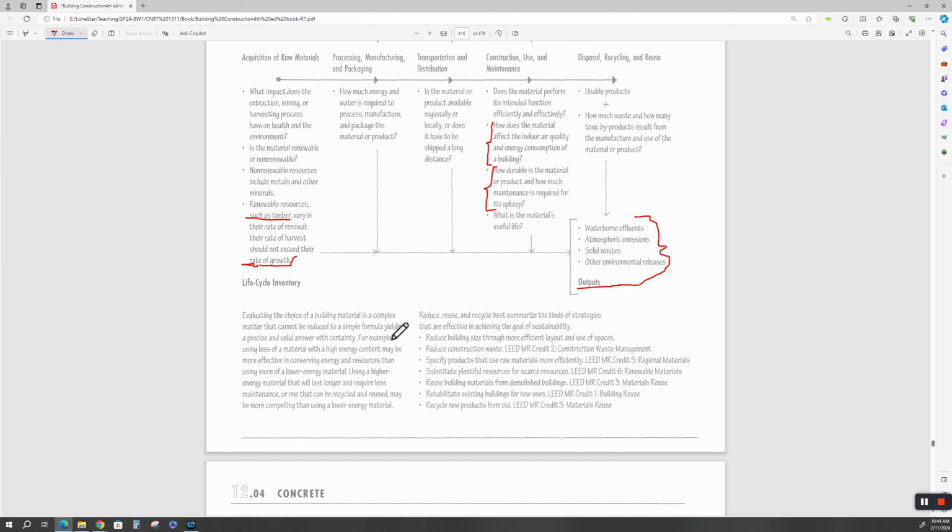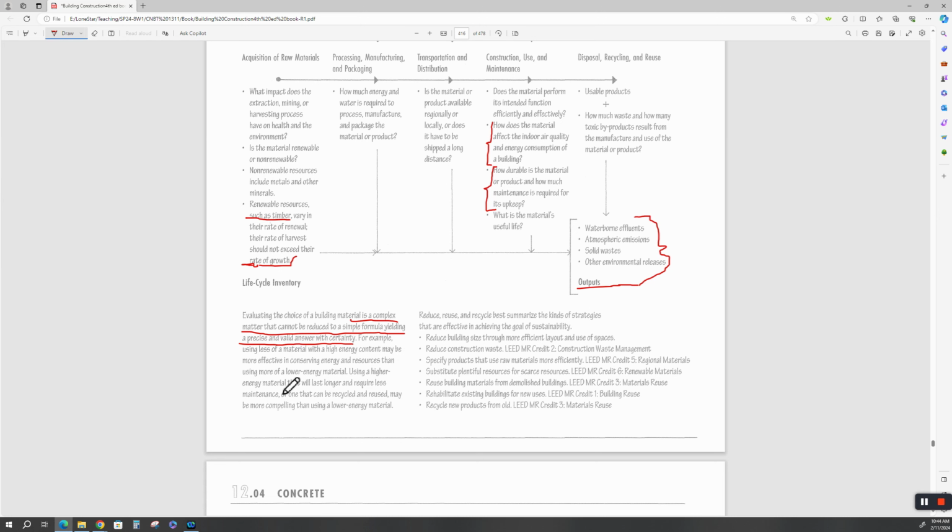Evaluating the choice of a building material is a complex matter that cannot be reduced to a simple formula yielding a precise and valid answer with certainty. There is nothing certain in this. You can't have a mathematical formula that says, yeah, this is the right thing to do. This is a balance, okay? Y'all can read through all of this, okay?